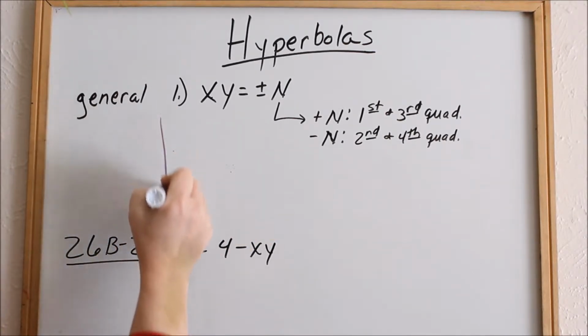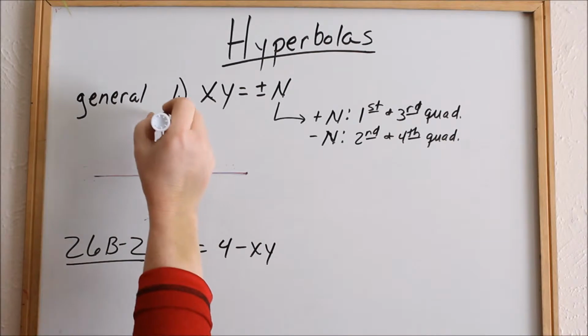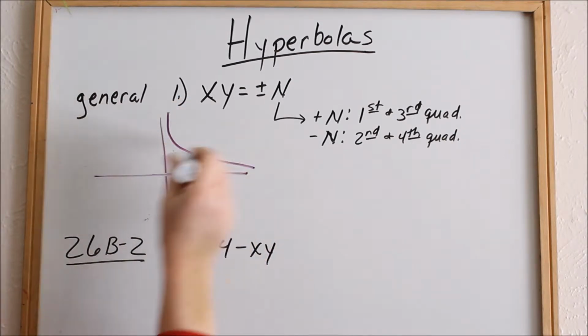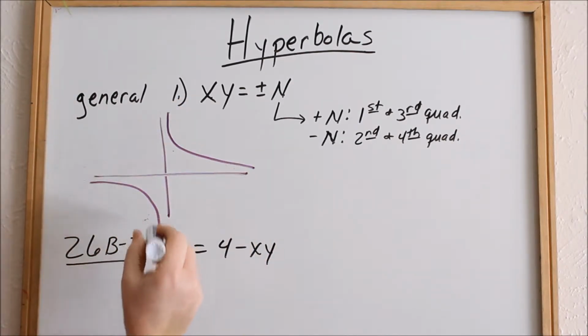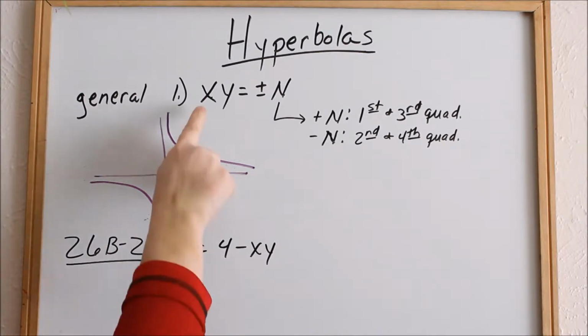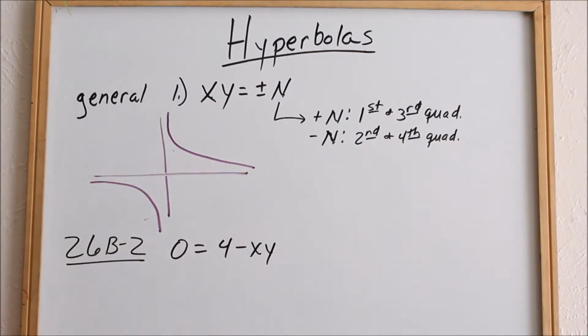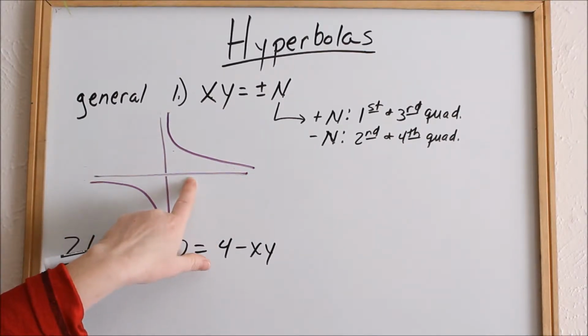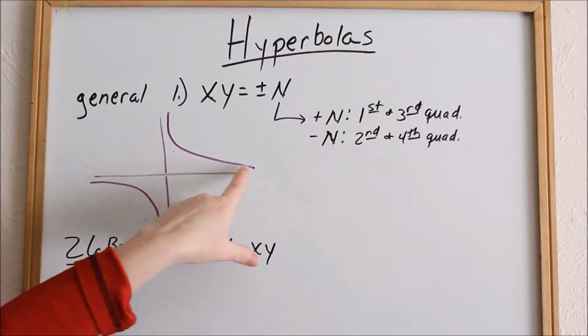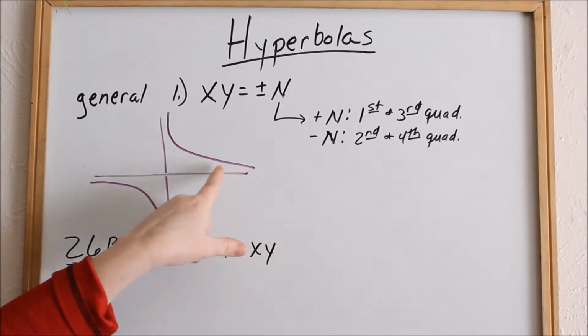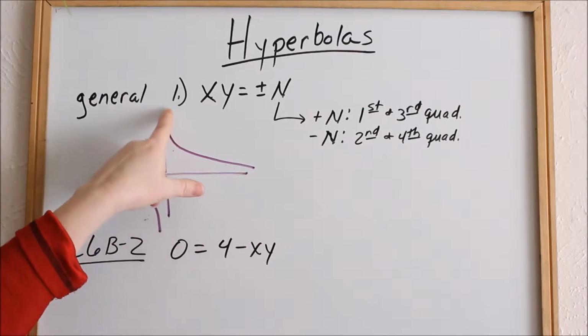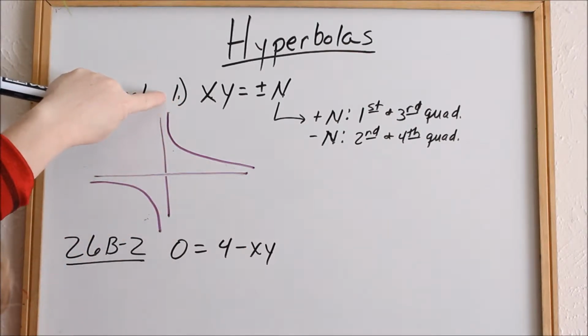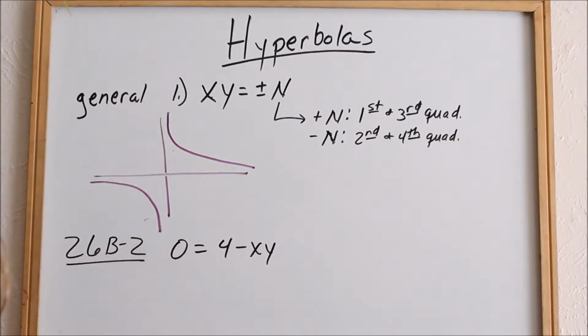One other thing I wanted to point out is that a hyperbola, when the equation looks like this, x times y, will never cross the x or y axis. This will continue to get close to the x-axis, but never cross. This will continue to go up and get really, really close to the y-axis, but never cross it.